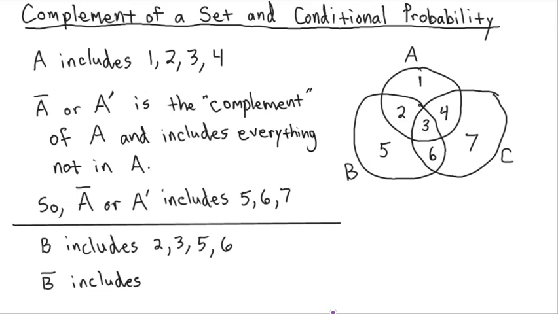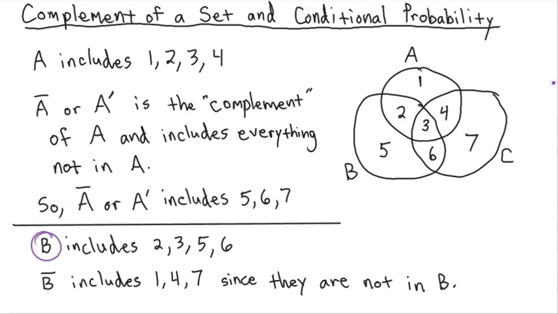Well, B complement includes everything that is not in B. So not 2, 3, 5, or 6. That would be 1, 4, and 7. Since those are not in B, we call them B complement. And when you combine B with B complement, you get everything. These are all the numbers when you add together B and B complement.